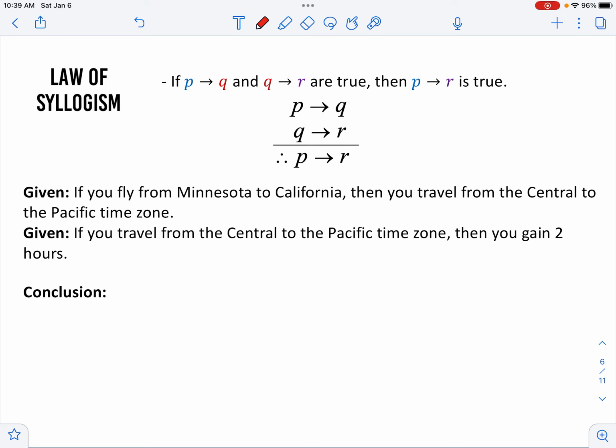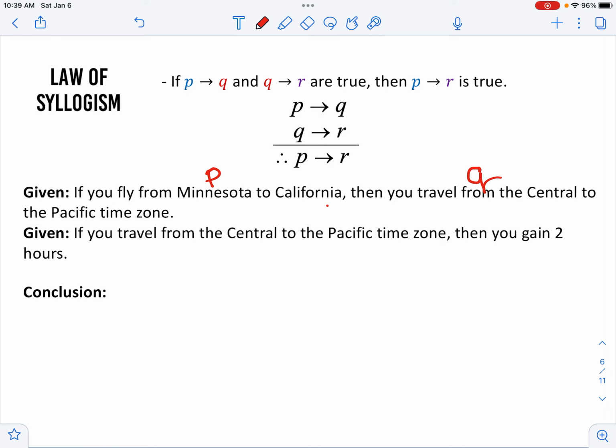Okay, so two given conditional statements, or if-then statements. If you fly from Minnesota to California, so this is our P, then you travel from the Central to the Pacific time zone. That's our Q. We're in the Central time zone, right? And California is in the Pacific time zone.